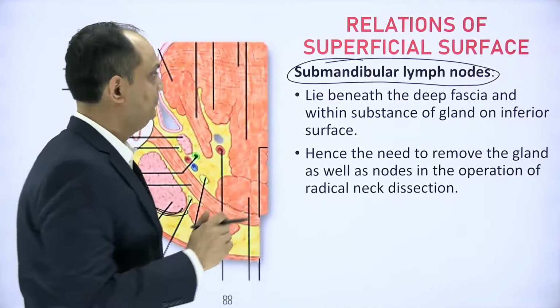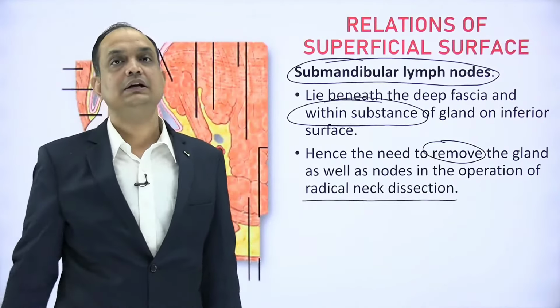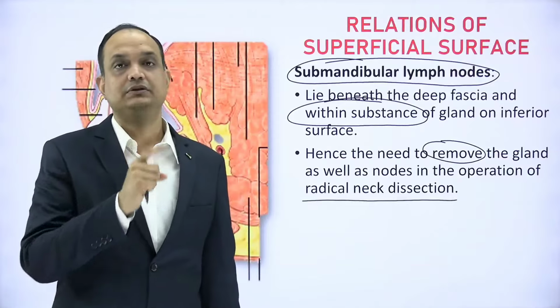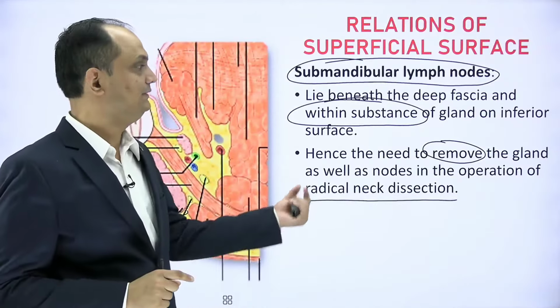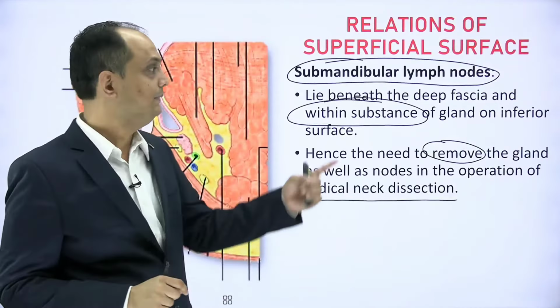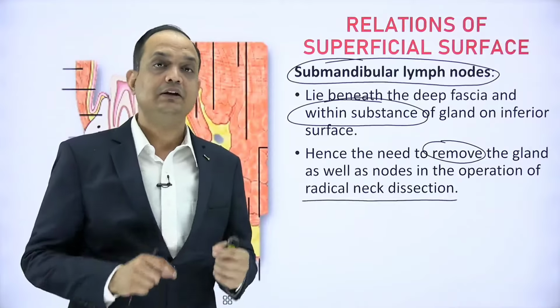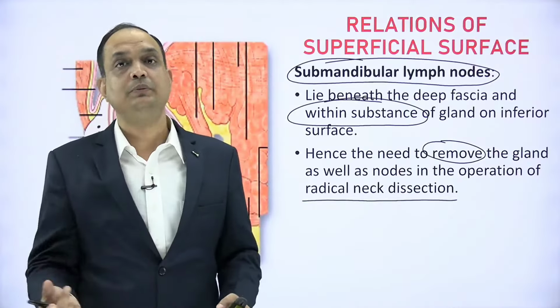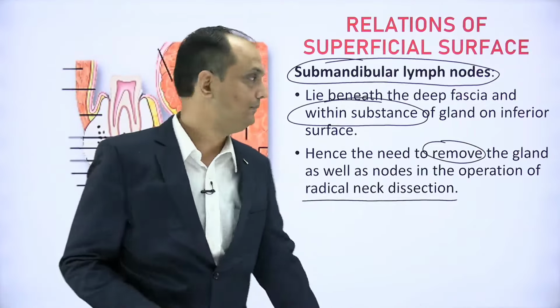So, this is again a question for your exam: why does the submandibular gland have to be removed in case of cancer of the lateral margin of the tongue? The only answer is that the lateral margin of the tongue drains into the submandibular group of lymph nodes, and the submandibular group of lymph nodes is embedded deep within the substance of the gland. That is why the gland has to be removed along with the lymph nodes as a radical neck dissection.